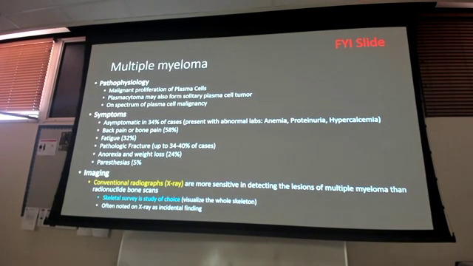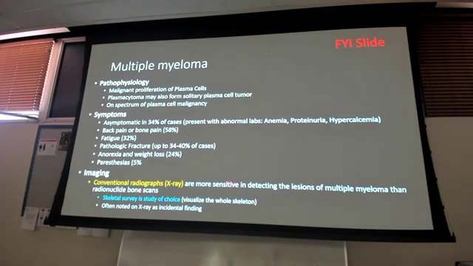Right. Multiple myeloma is another one, right? Malignant proliferation of plasma cells. Asymptomatic in about a third of patients. But of those patients that are having symptoms, 60% have back pain or bone pain, fatigue, or pathologic fracture. We'll talk about what a pathologic fracture is when we get into fracture types.